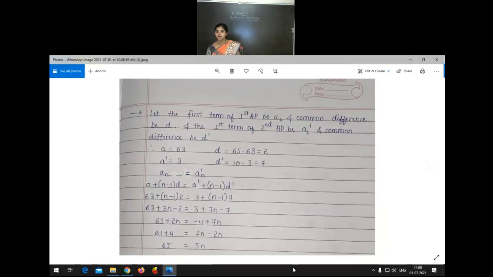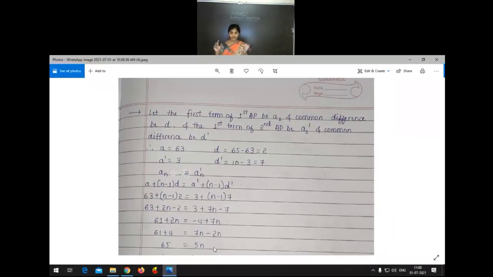When two APs are given, you first have to be careful about the first term. Take the first term of the first AP as A1, and the first term of the second AP as B1 or C1, whatever you wish. Here we are taking the first term of the first AP as A1, and that is fixed.